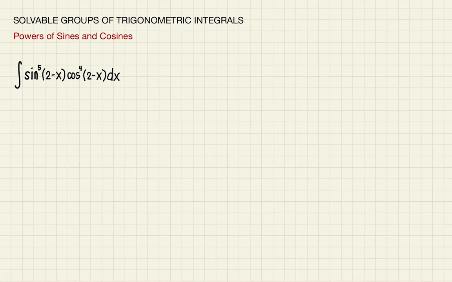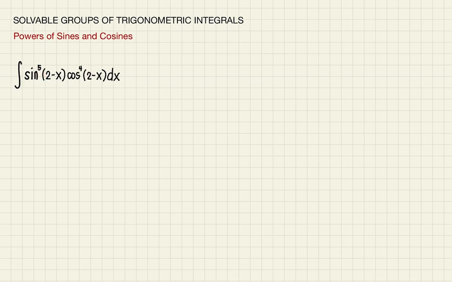Now we want to evaluate the integral of sine of 2 minus x raised to the power of 5, cosine of 2 minus x raised to the power of 4 dx. So our focus here is the odd exponent of sine of 2 minus x. We have an odd exponent here, and an even exponent here. Regardless of the even exponent, our focus is on the odd exponent.